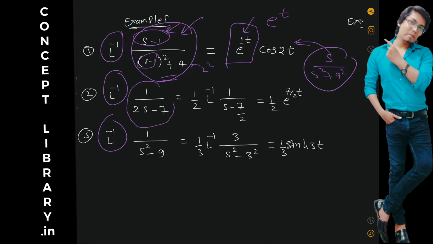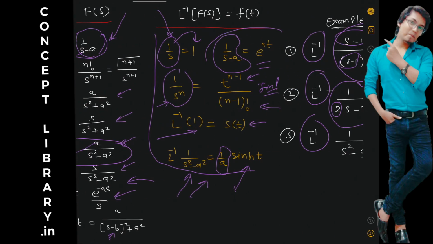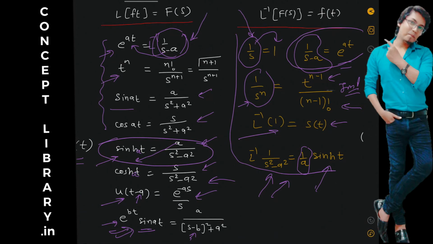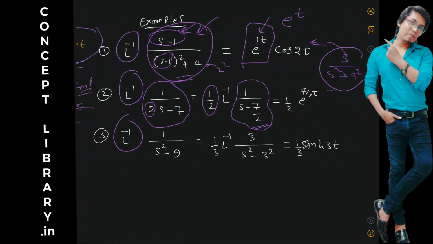Now here you see, this 2 is here, so remove 2 from here, so it will be 1 by 2 and 7 by 2, right? So now you see this is 1 by s minus a, and 1 by s minus a belongs to e power at. Here also you can see 1 by s minus a. So this 1 by 2 is as it is here, and this part is telling you it is e power 7 by 2 t.